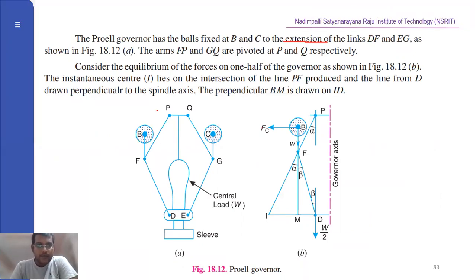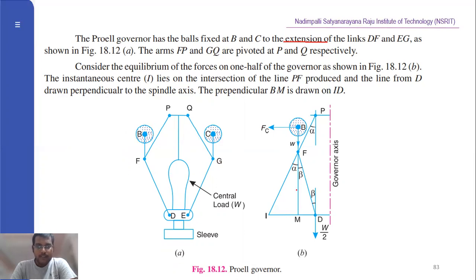So this is the line diagram as I said. These are the balls, B and C are the balls. Here the Proell governor has the balls fixed at B and C to the extension links DF and EG. These two are the extension links. And here FP and GQ are the arms pivoted at points P and Q respectively.